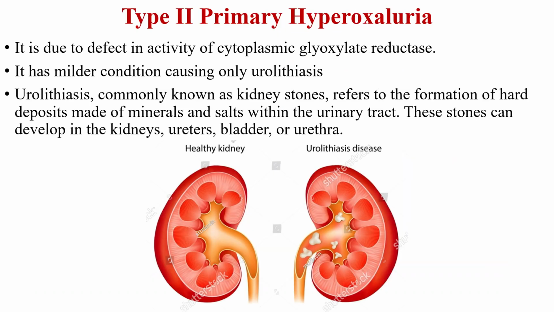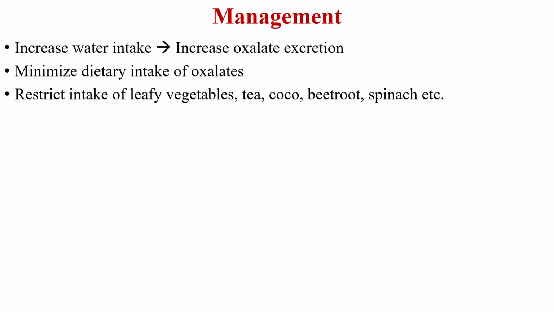Next is type 2 hyperoxaluria. It is due to a defect in cytoplasmic glyoxylate reductase. It is a milder condition causing urolithiasis. So what is the major difference between urolithiasis and nephrolithiasis? Urolithiasis, commonly known as kidney stones, refers to the formation of hard deposits made from minerals and salts within the urinary tract. Within the urinary tract, these stones can develop in the kidney, ureter, bladder, and urethra. But nephrolithiasis is only in the nephron, which is affected.